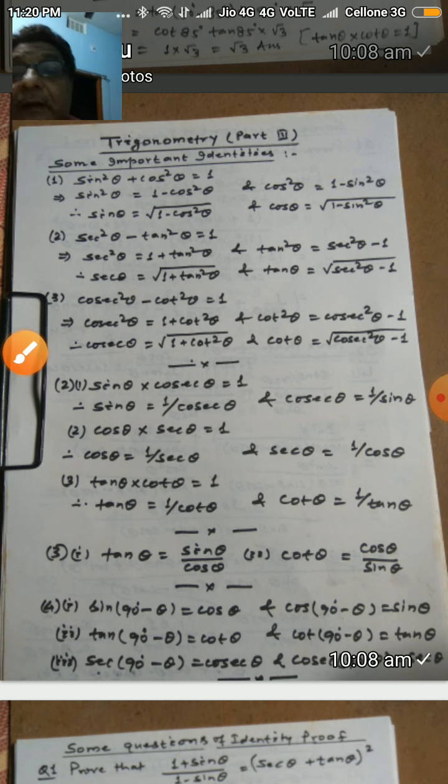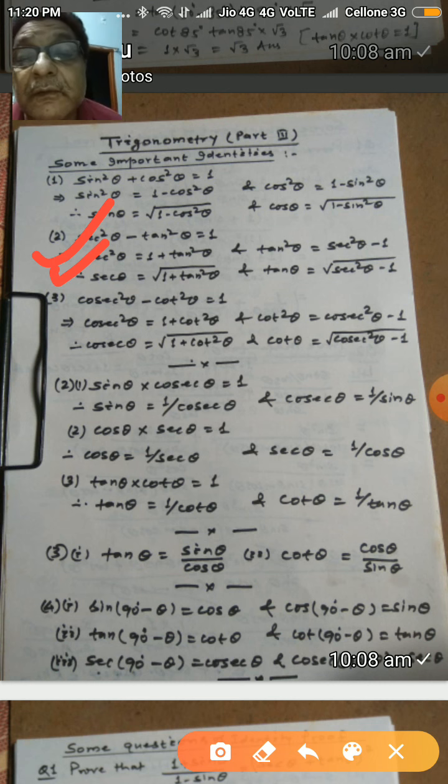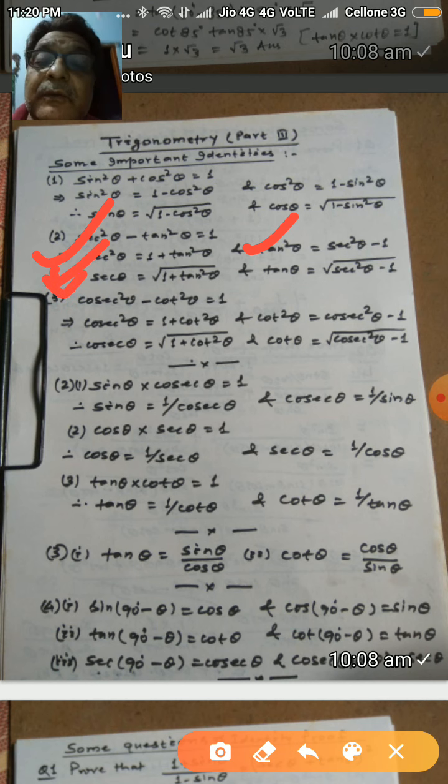Now take the second one, that is sec square theta minus tan square theta also gives 1. If we find individually, then sec square theta is equal to 1 plus tan square theta, and tan square theta is equal to sec square theta minus 1. Again, on removing the square, sec theta is equal to under root 1 plus tan square theta, and tan theta is equal to under root sec square theta minus 1.